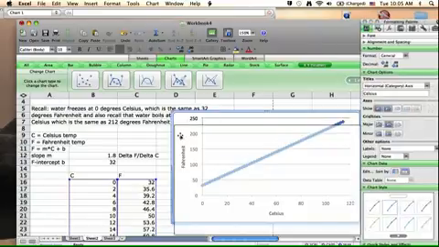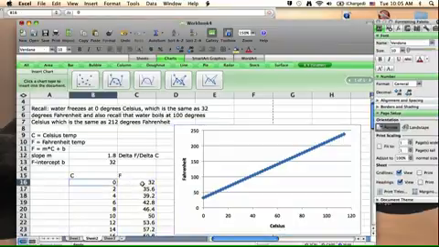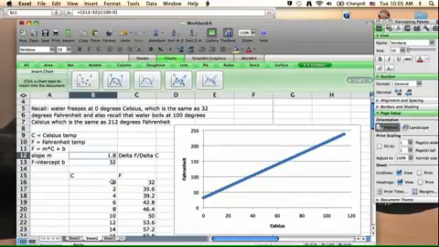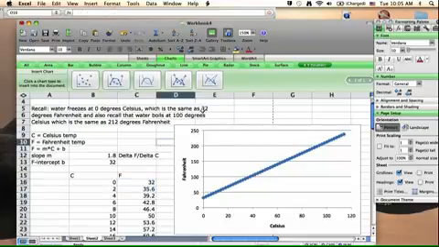So there's a visual for how to interpret the slope and the intercept. The slope is the rate of change of F with respect to C. If I increase C by 1, F increases by 1.8. So for example, if I increase C by 2, F increases by 2 times 1.8. You can see 35.6 minus 32 is 3.6, which is the same as 2 times 1.8. That's a way to interpret the slope as a rate of change.